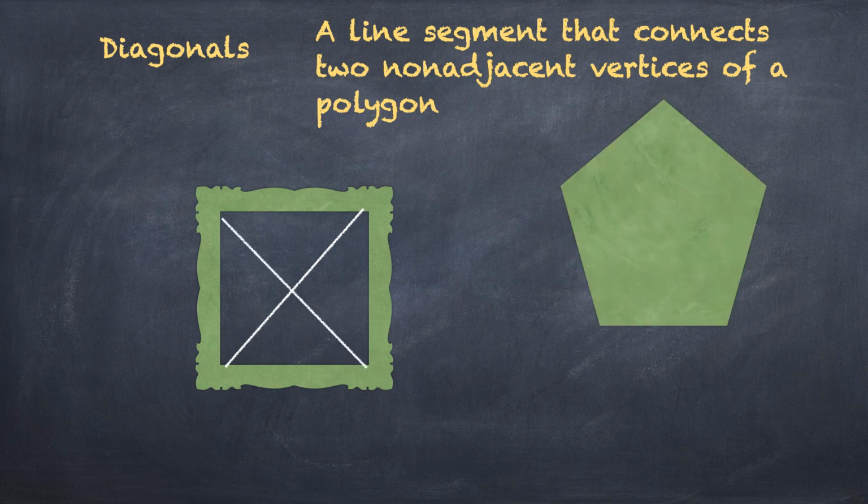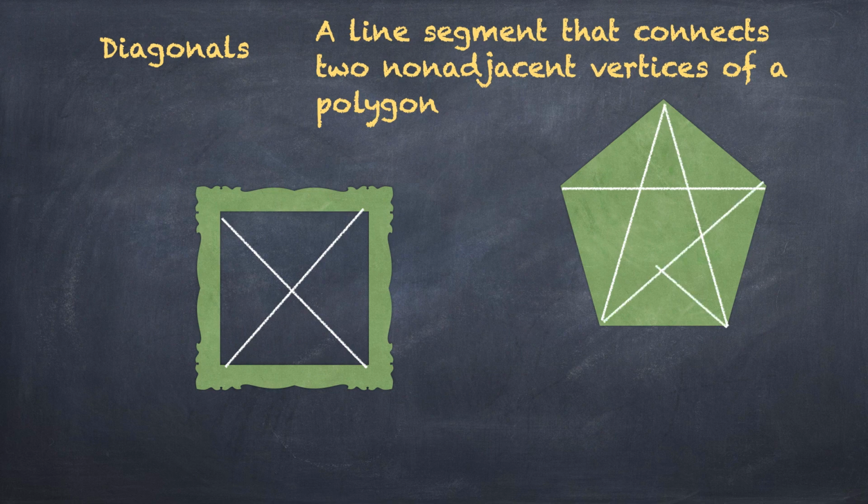But what about in a pentagon? Where are my diagonals? Well, according to the definition, it connects two non-adjacent vertices of the polygon. Yes, that is a diagonal. There's a diagonal connecting two non-adjacent vertices of that polygon. There's another one, and yet another one. Diagonals connect two non-adjacent vertices of the polygon.